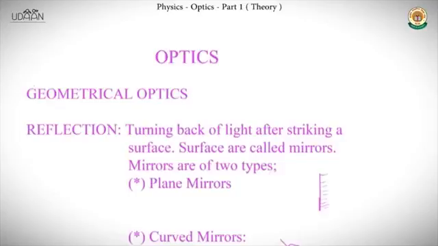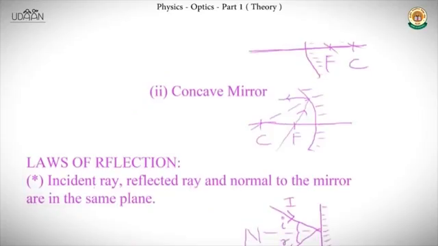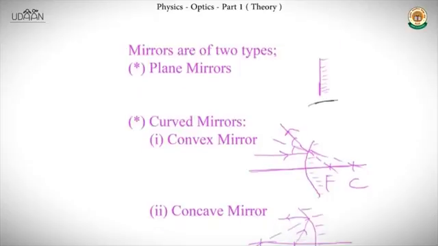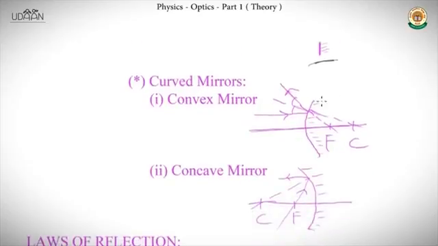First, we will be dealing with the topic called reflection. Reflection is basically the turning back of light after striking a surface. The surface at which the light strikes is called a mirror. Mirrors are basically of two types: the plane mirrors, which are like this, and the curved mirrors. Curved mirrors are also divided into two categories: the concave mirrors, this one, and the convex mirrors, this one.